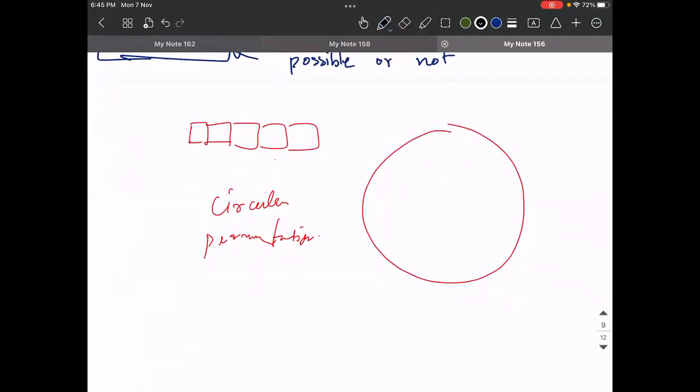So linear permutation, and permutation is arrangement of numbers, or arrangement of orders. So whenever we write NPR, what's the meaning of NPR, Ashwin? Yes, what is the meaning of NPR?